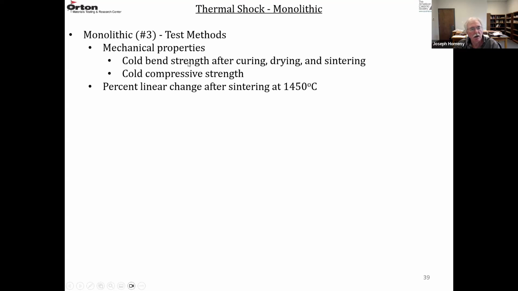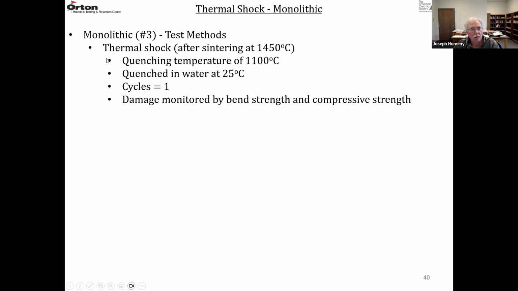So they measured the cold bending strength after curing, drying, and sintering, and also the cold compressive strength. And the linear change for volume stability was measured after sintering at 1450. So the thermal shock was done on samples fired at 1450. So these are well sintered materials. The quenching temperature was 1100 degrees C, quenched into 25 degrees C water, one quenching cycle. And they used both bend strength and the compressive strength to monitor the damage.